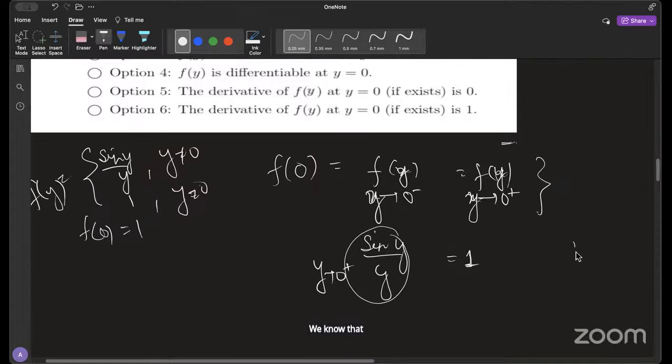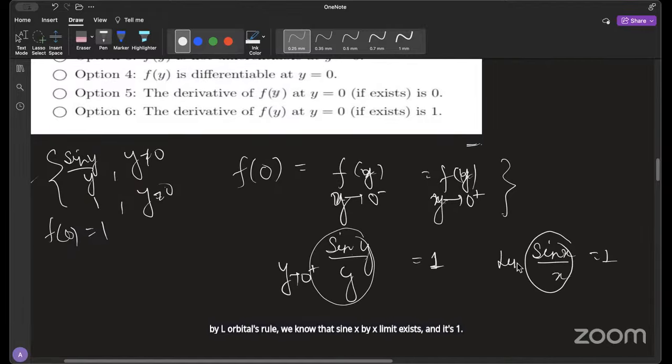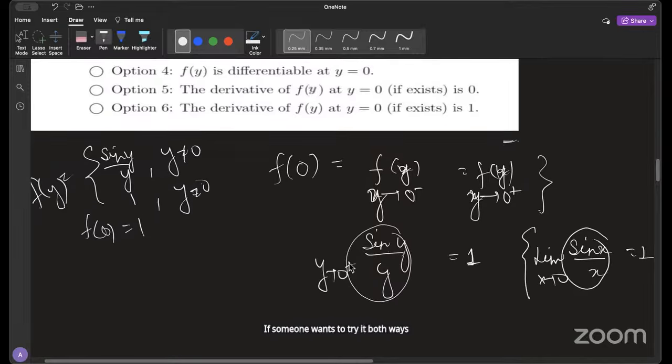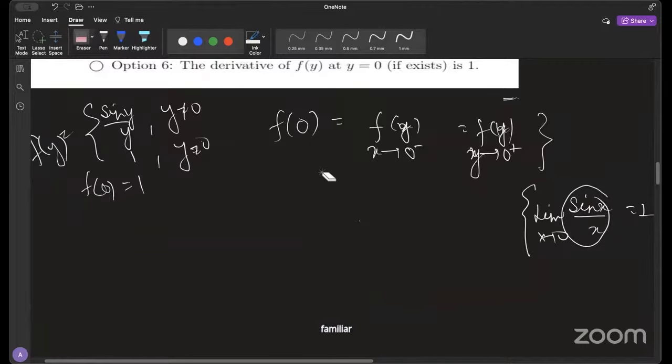We know that by L'Hopital's rule, the limit of sin x by x exists and it's 1. If someone wants to try it both ways, to find the left limit and right limit both, what you can do is use the plus 1 here first. That's going to give you sin y by y, so it's going to give you 1, and then you can use the other one. If everyone is familiar with this fact, then we don't need to do it this way.